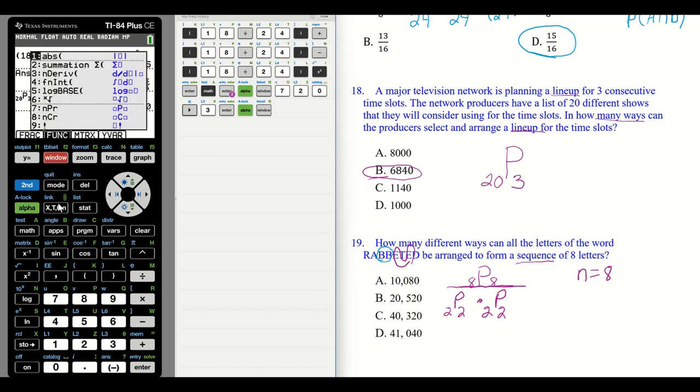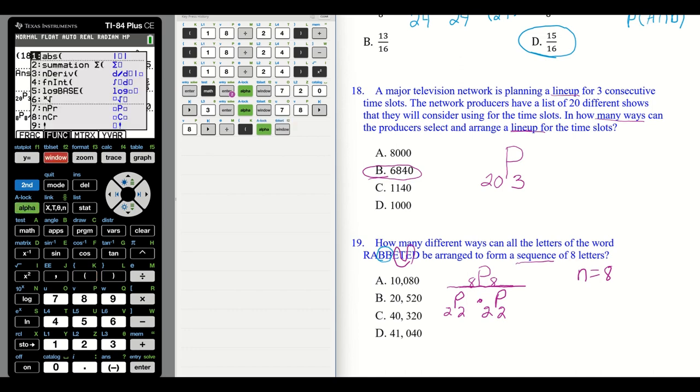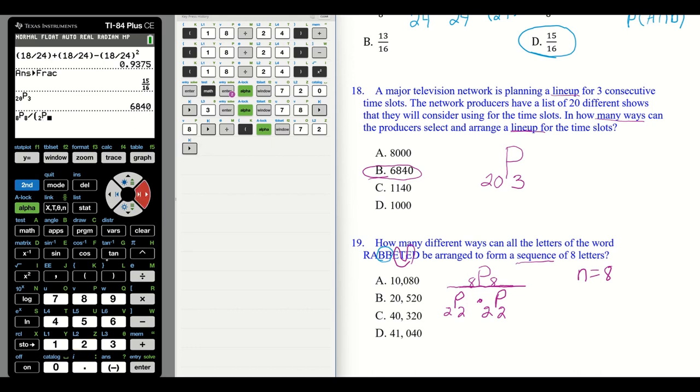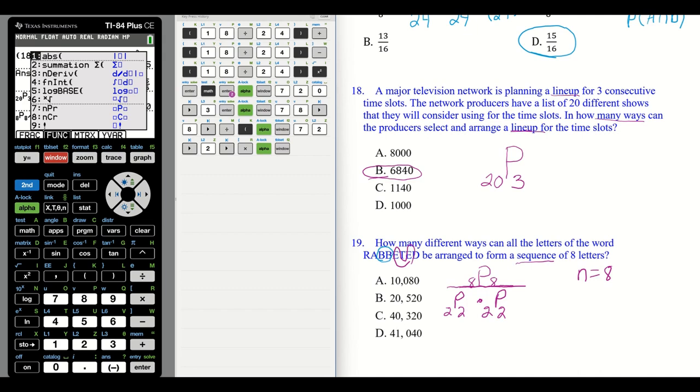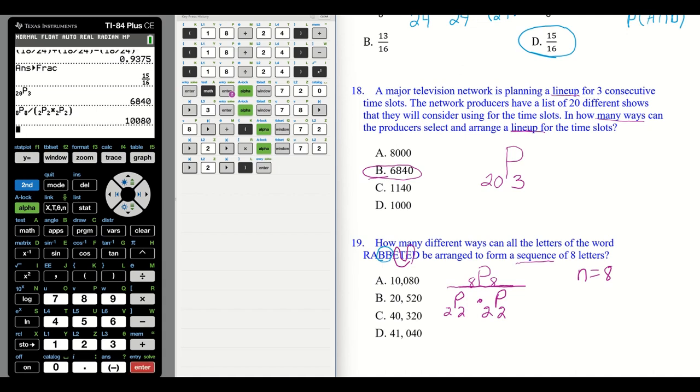Alpha window 7, and we need 8 out of 8, arrow over, divide, and I'm going to use our parentheses. Okay, alpha window 7, 2 out of 2, arrow over, multiply, window, alpha window 7, and again, 2 out of 2, arrow over, close parentheses, enter. And we have option A.